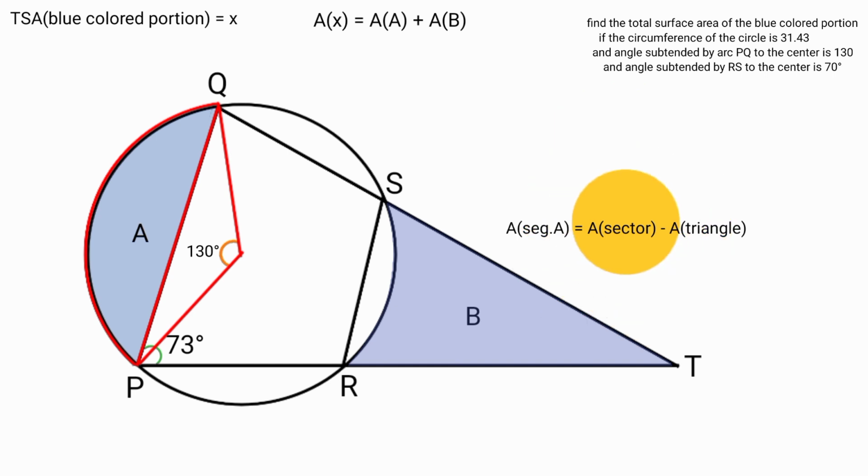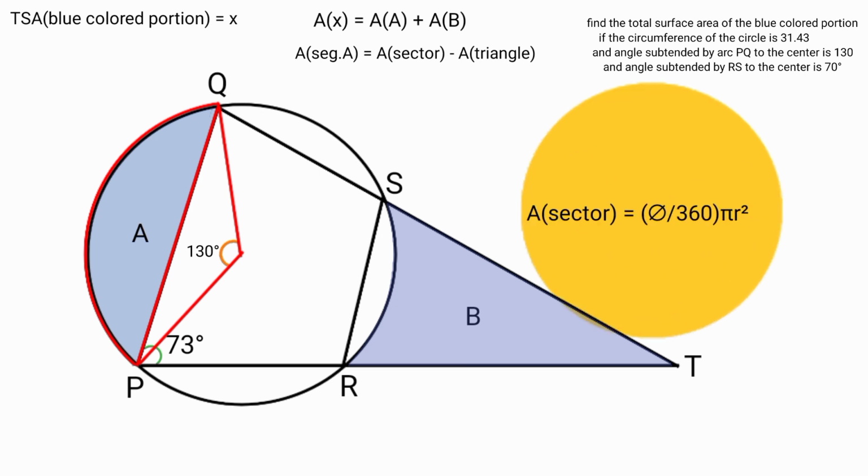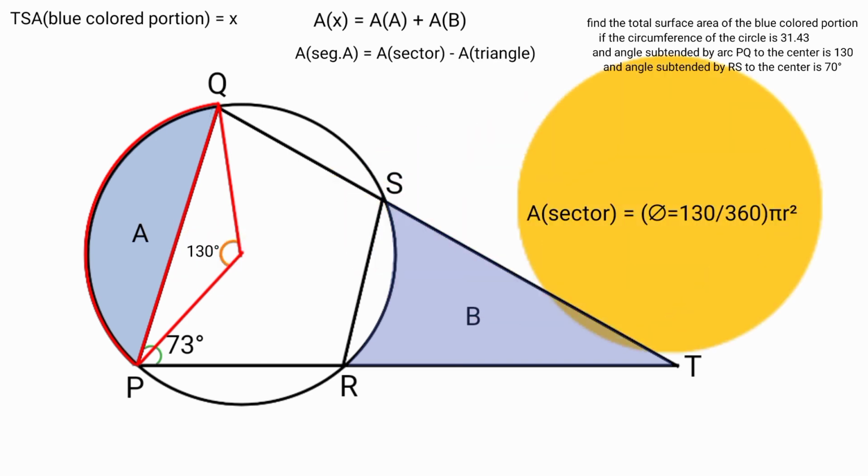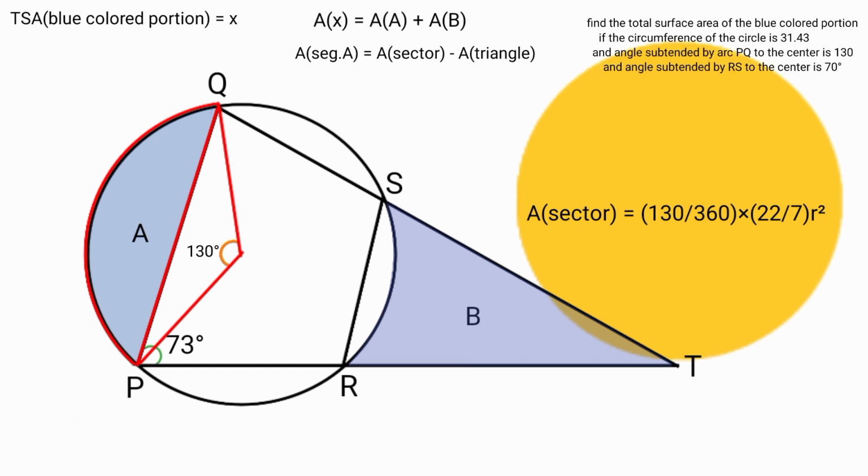But what is the area of the sector? The general formula for the area of the sector is theta over 360 pi r squared. Theta is the angle it makes with the center, which is this angle here. So theta equals 130 degrees. Pi is 22 over 7. So now area of sector equals 130 over 360 times 22 over 7 times r squared. But what is r?